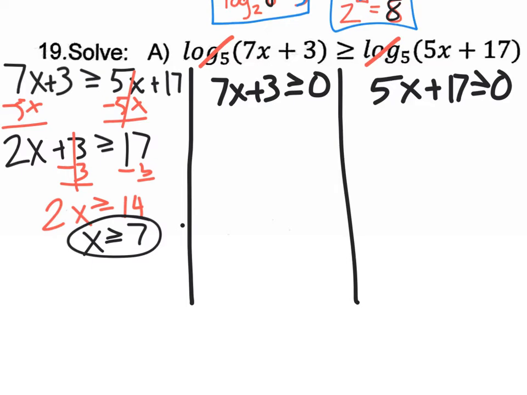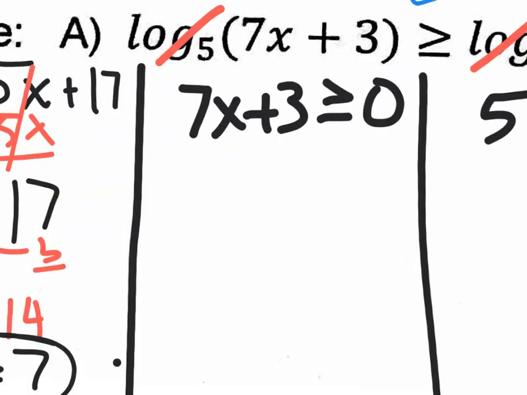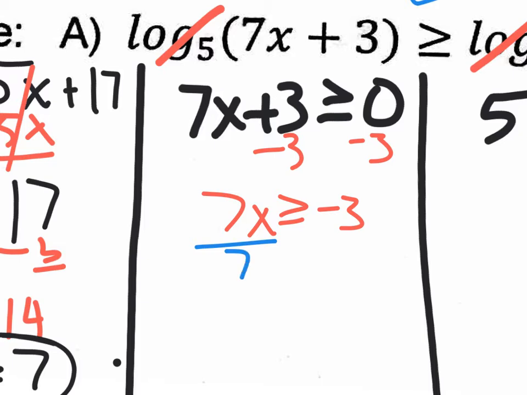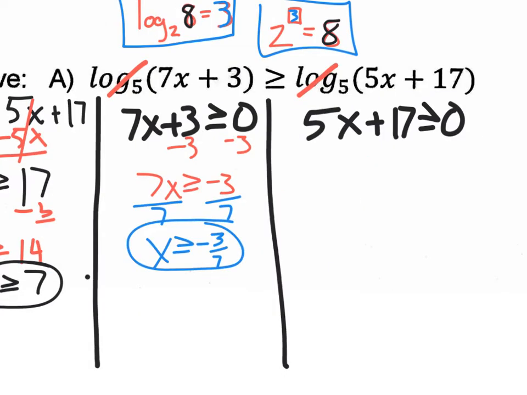So on this first one, let's subtract 3 on both sides. You're going to have 7x greater than or equal to negative 3. Of course, we're going to divide by 7. So we have x is greater than or equal to negative 3/7. And then we jump to the third one. And let's subtract 17.